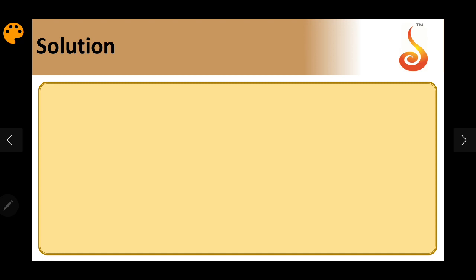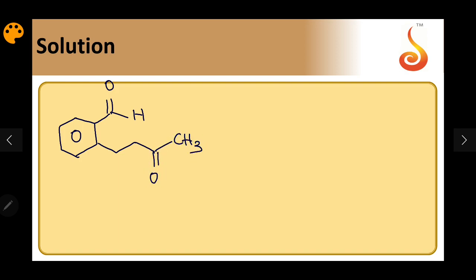The reactant given has one benzene ring, and an aldehyde group is present, a benzaldehyde group. In the ortho position, you have a side chain having a ketone group. So when I take NaOH as the base, there is a possibility of either aldol or Cannizzaro.